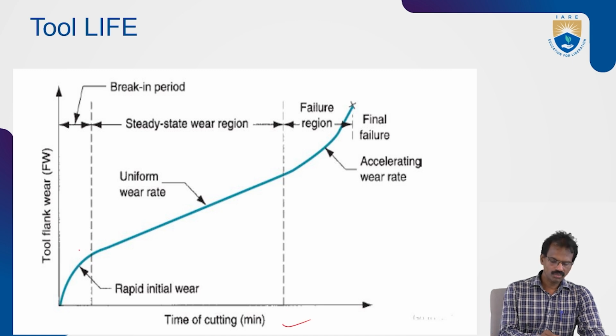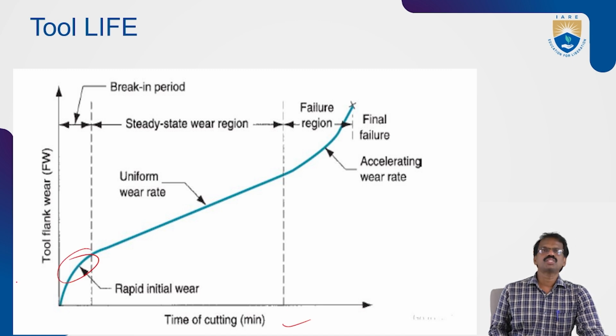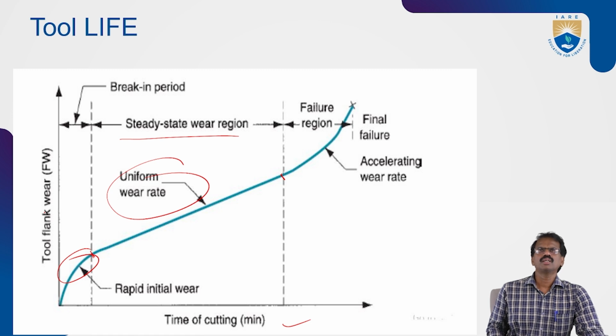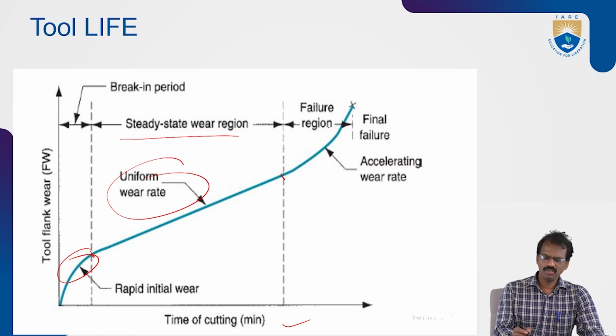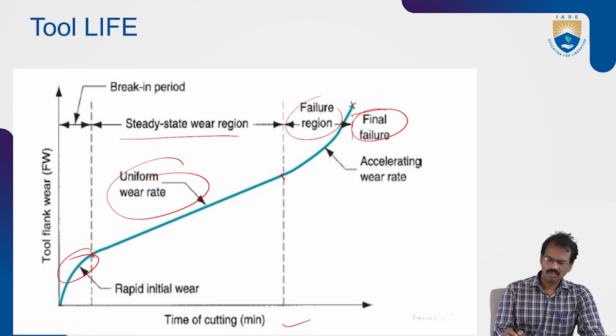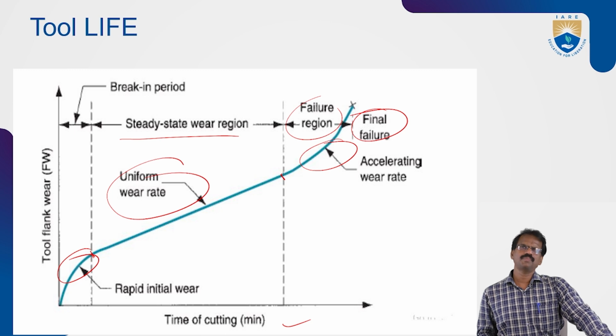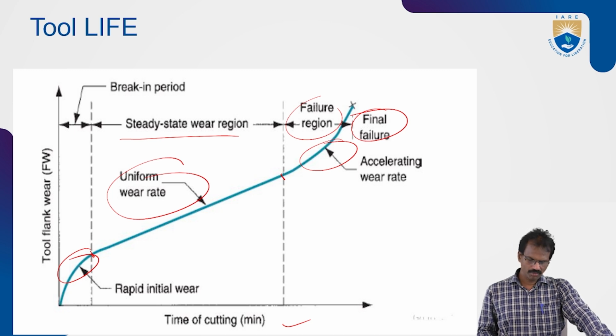Here this shows the rapid initial wear. From this place to this place is the steady state wear region, where we can observe a uniform wear rate. Next, this is the failure region, where the time of cutting is more. This one is the final region, where the wear rate accelerates and increases rapidly. So this one is the wear rate.